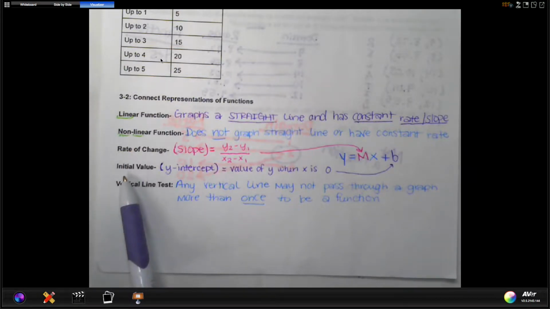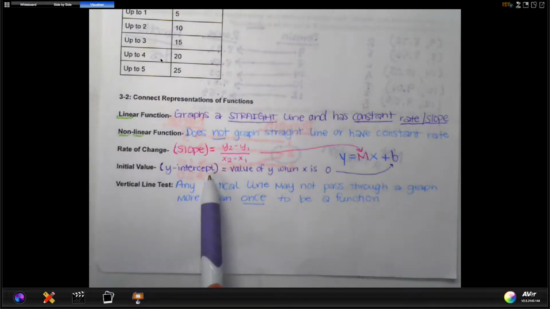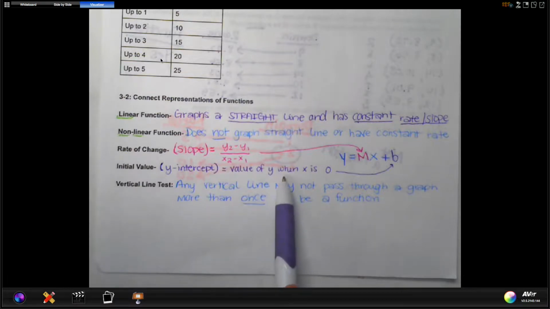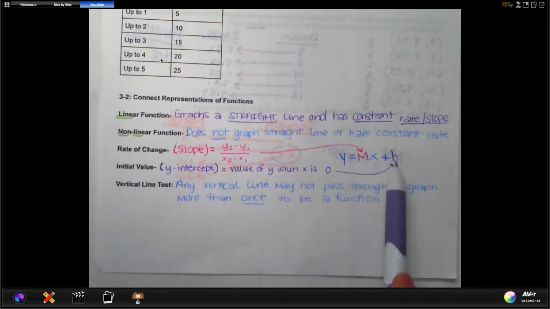And then we're going to talk about initial value, which we know better as the y-intercept. And that's the value of y when x is 0. And in the equation, that's the one that is not next to the x.